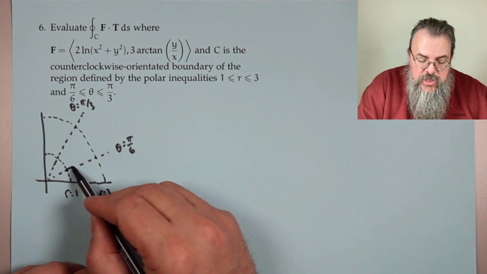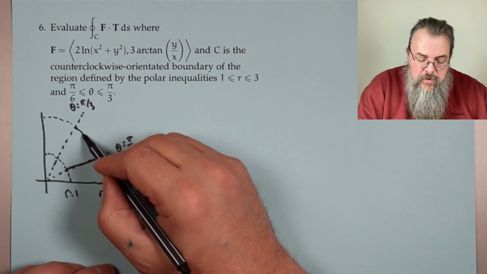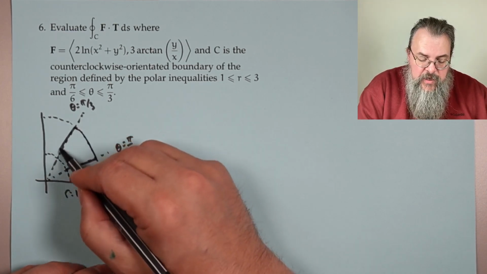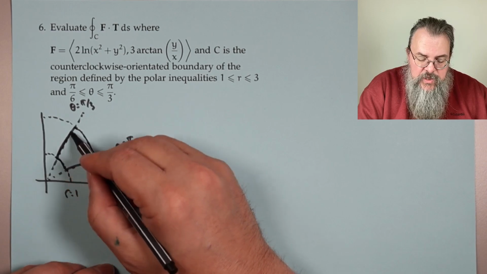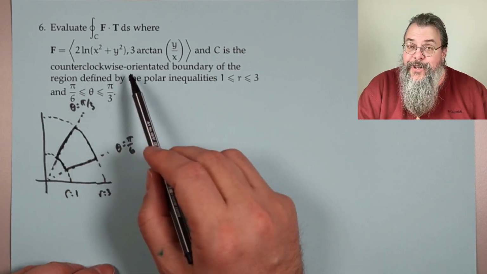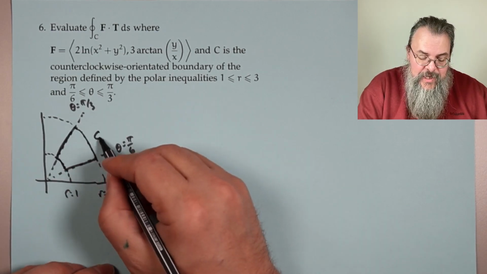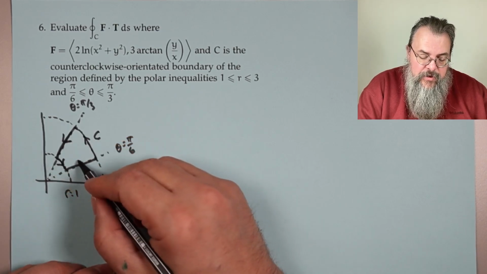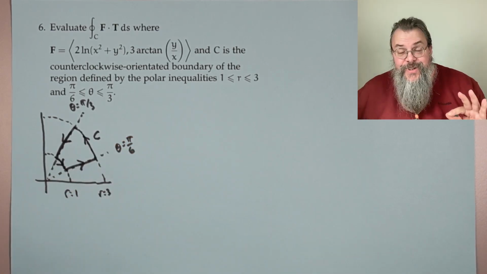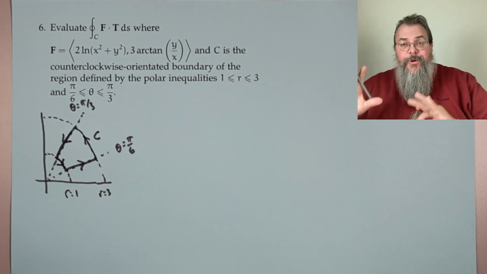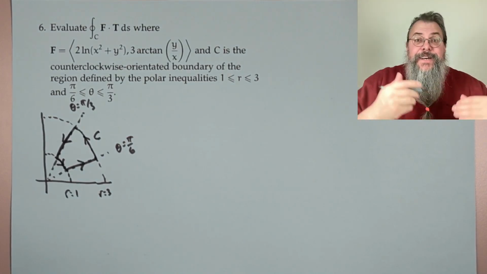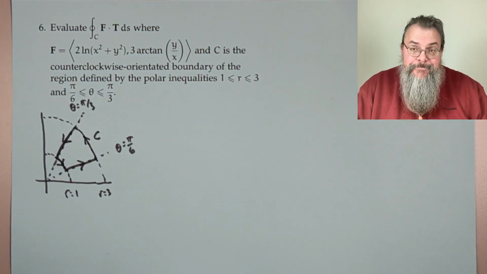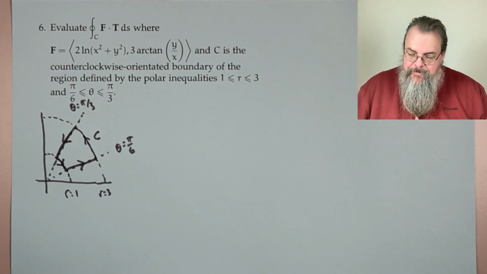So our region is this part right here. So here's our region, and we're told it's counterclockwise oriented. So here's C, and orient counterclockwise. Now, if you ever saw clockwise, we can do that too. Just keep in mind, if the orientation is going the wrong way, fix your sign. All right? Fix the sign.